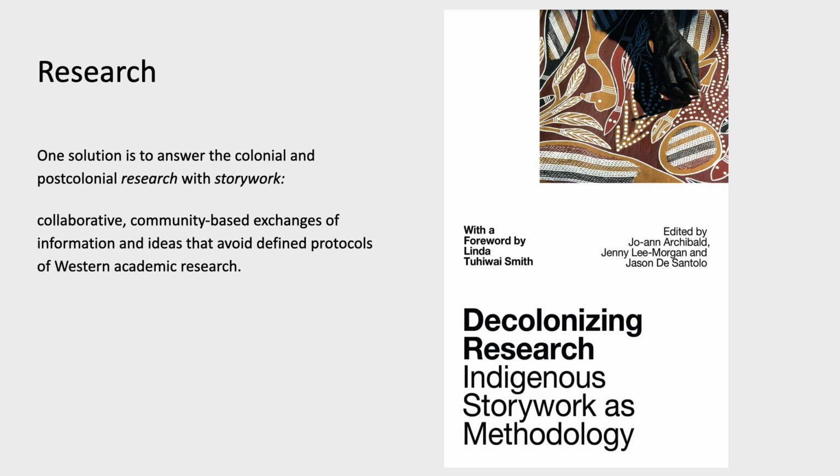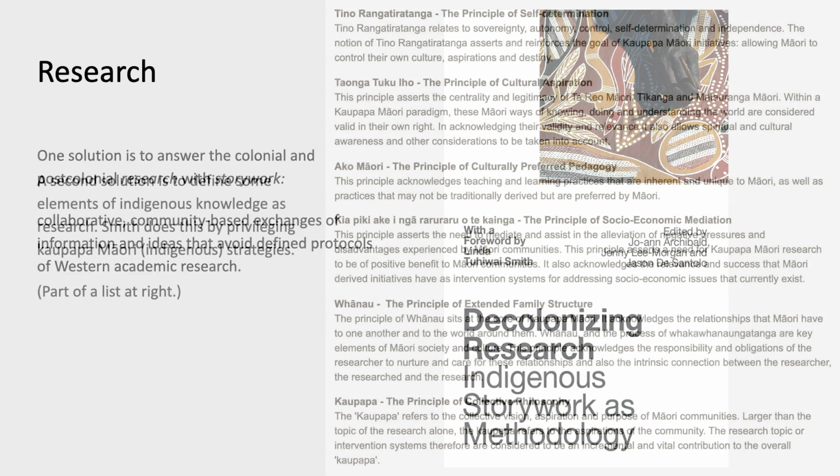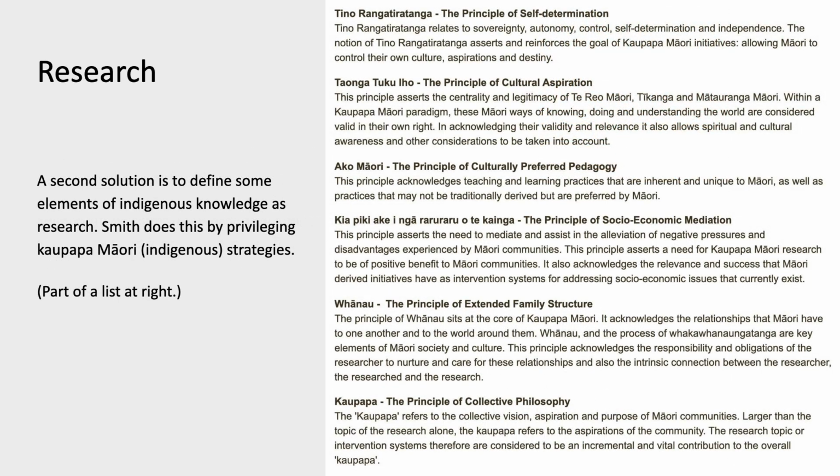One solution is to answer the colonial and post-colonial research with story work, with narration. That would be collaborative, community-based exchanges of information and ideas that avoid defined protocols of Western academic research. A second solution is to define some elements of indigenous knowledge as research. And Smith does this by privileging Kaupapa Maori indigenous strategies. There's part of her list at the right, where you can see things like the principle of culturally preferred pedagogy, the principle of extended family structure. In other words, rethinking indigenous categories so that they can appear as research.